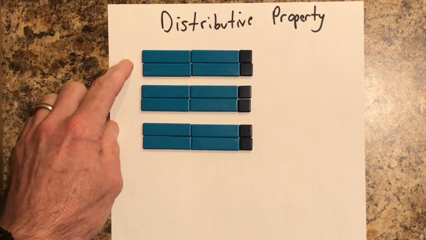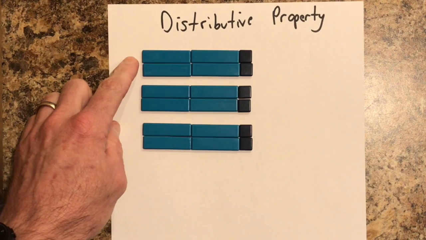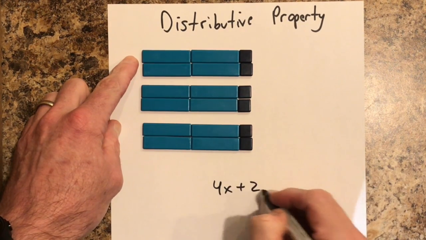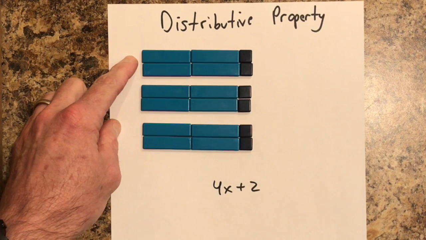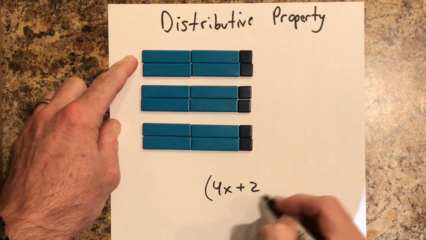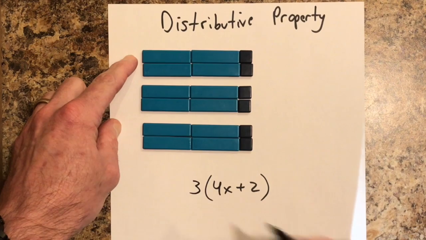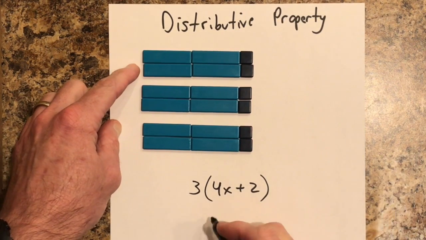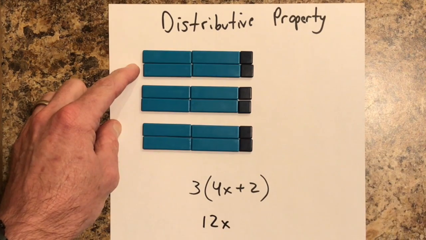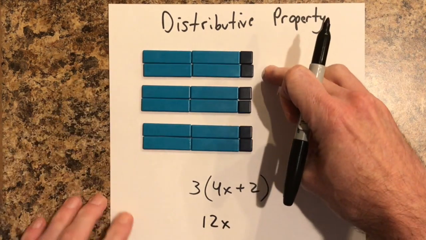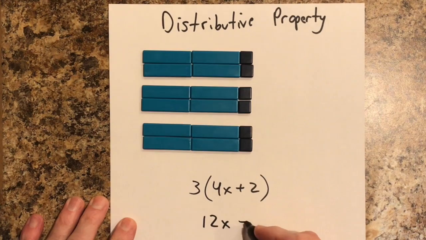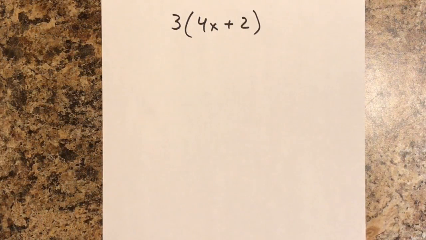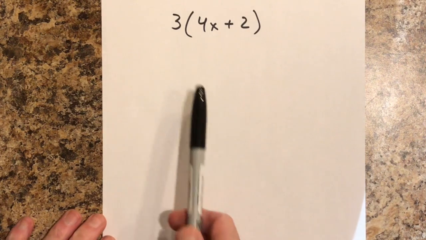Notice each group is 4x plus 2. And there are 3 groups. So altogether, there are 3 groups of 4, or 12 x tiles, and 3 groups of 2, or 6 ones tiles. Let's look at the same expression without the algebra tiles.